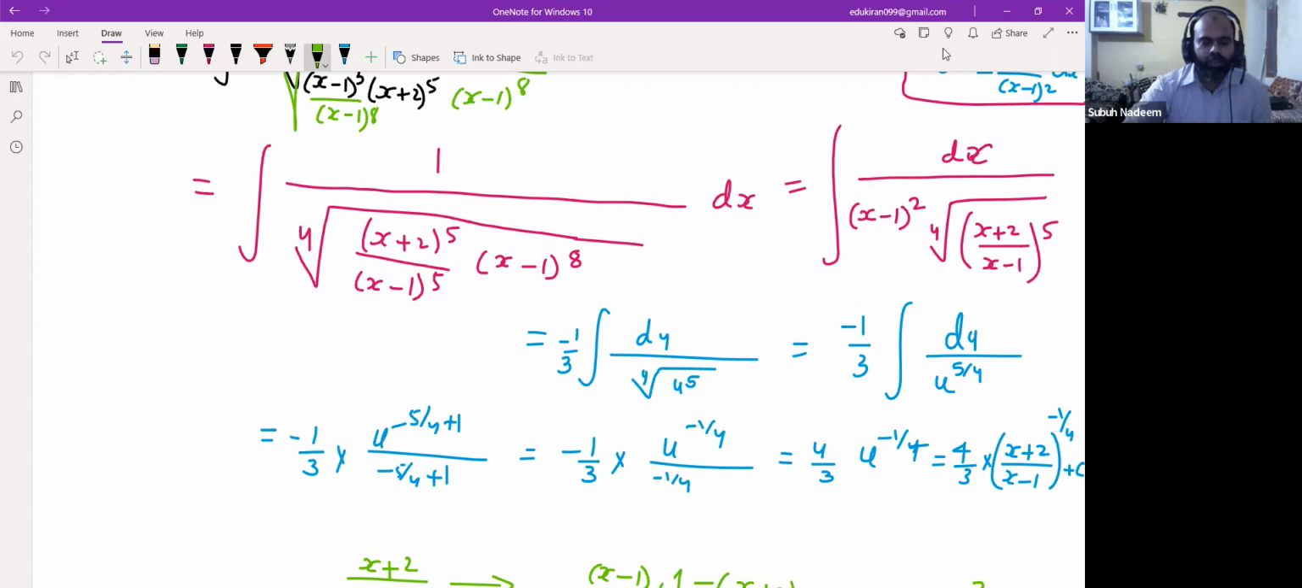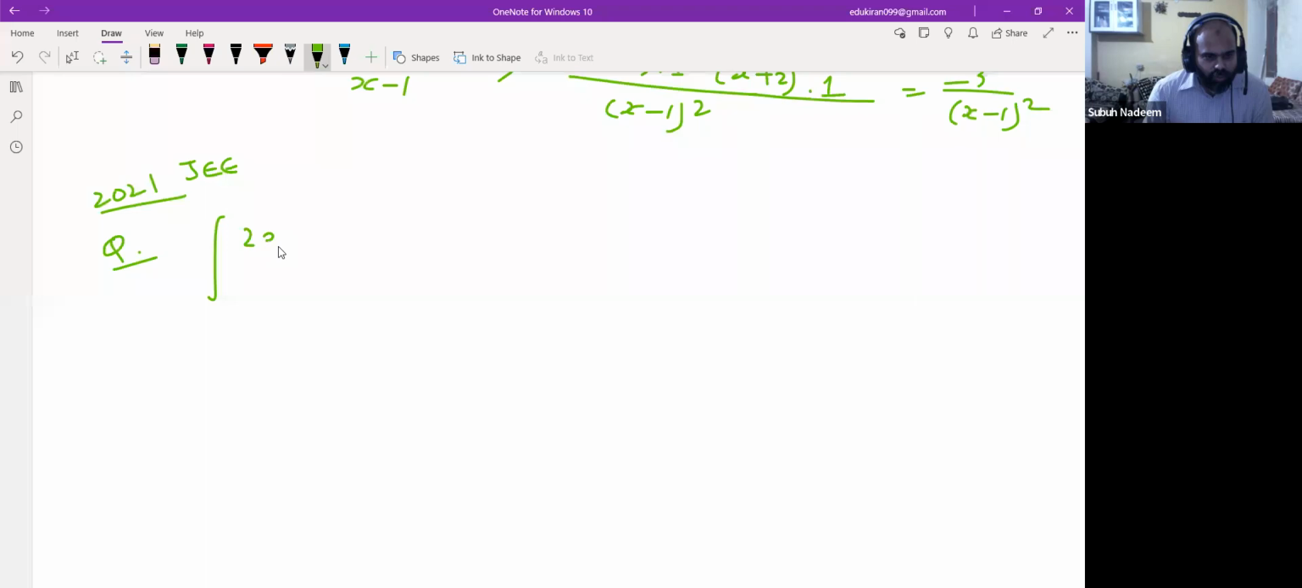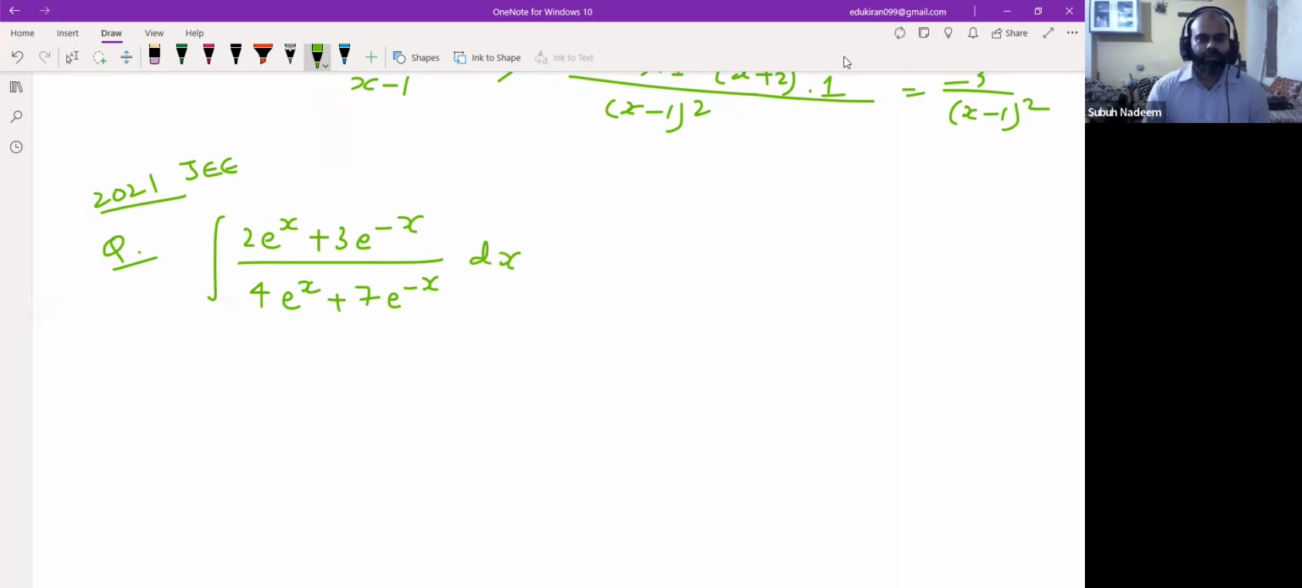Okay. So this question says that you have to find, this is also in 2021, 27th August. Integral of 2e to the power x plus 3e to the power minus x upon 4e to the power x plus 7e to the power minus x dx. This you have to find out.